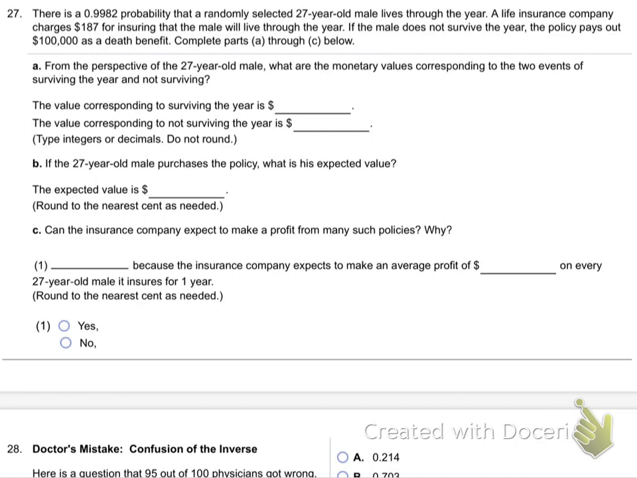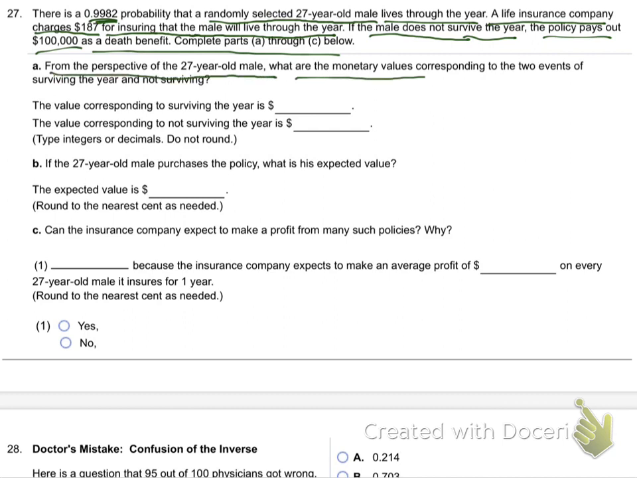Okay, number 27. There is a 0.9982 probability that a randomly selected 27-year-old male lives through the year. A life insurance company charges $187 for insuring that the male will live through the year. If the male does not survive the year, the policy pays out $100,000 as a death benefit. From the perspective of the 27-year-old male, what are the monetary values corresponding to the two events of surviving the year and not surviving?